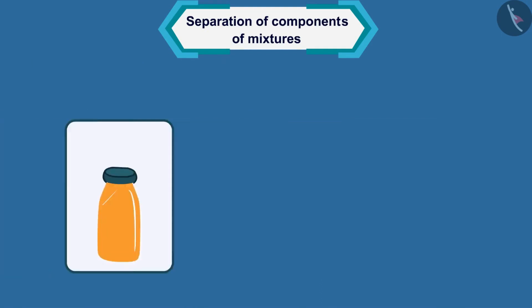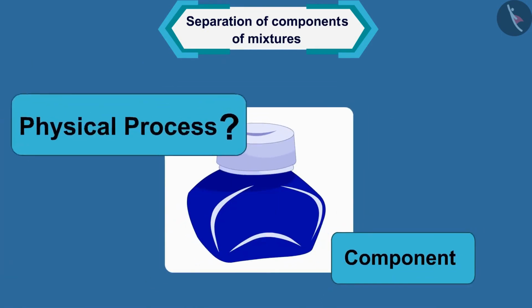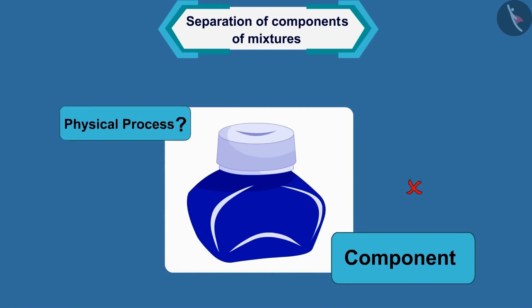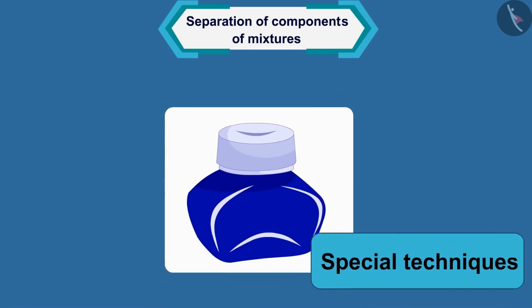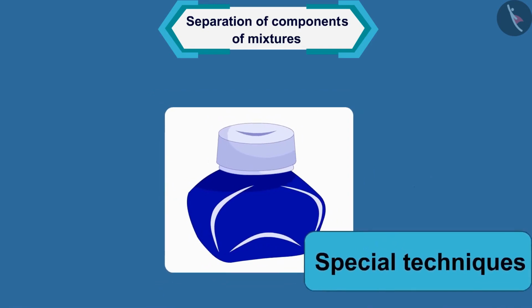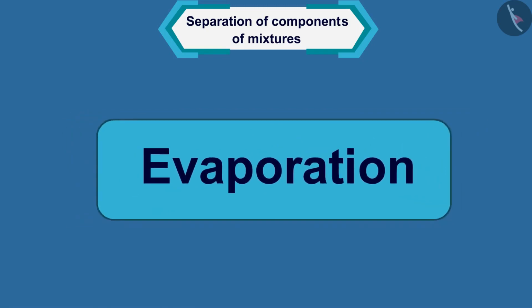For example, can we separate ink into its components by some physical process? No. Special techniques are used to separate mixtures such as ink. Let us now study some of these techniques. First of all, we will learn about evaporation. Let's try to understand it through an activity.